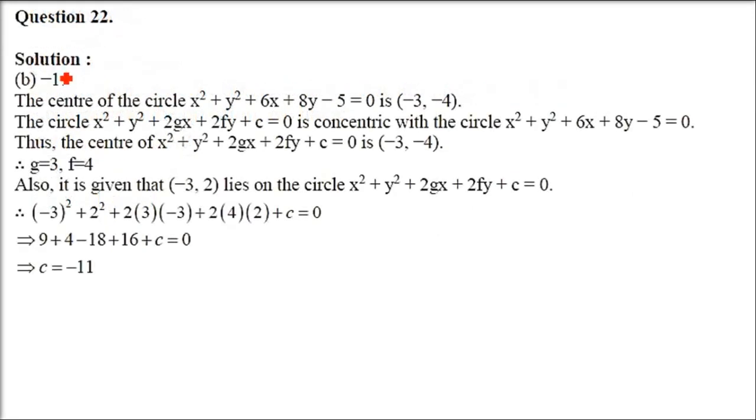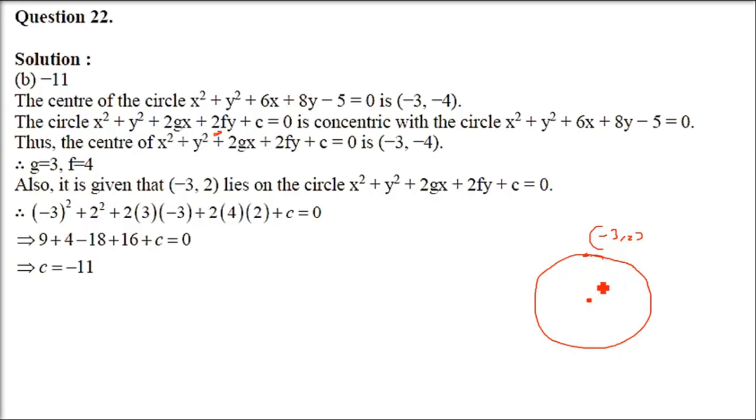Now the question number 22. If (-3, 2) lies on the circle x² + y² + 2gx + 2fy + c = 0, which is concentric with the circle x² + y² + 6x + 8y - 5 = 0, then find c. So now we have a circle already given, it is concentric. So this circle which we are interested in is passing through (-3, 2), and it is concentric with another circle whose equation is also given.